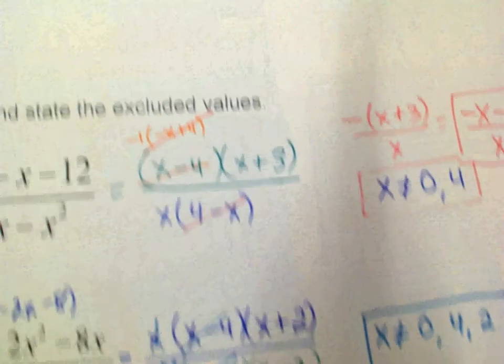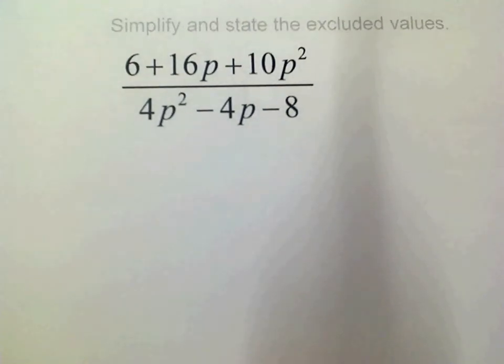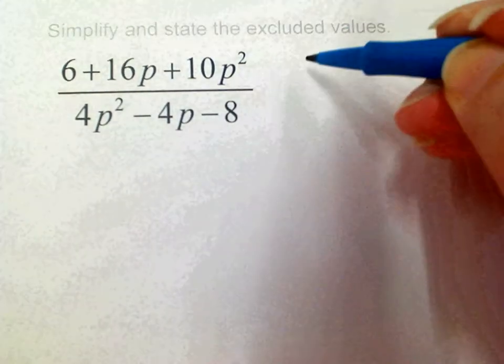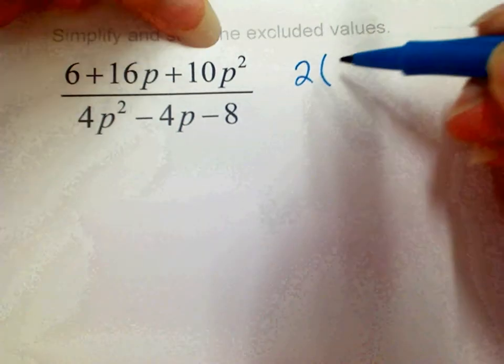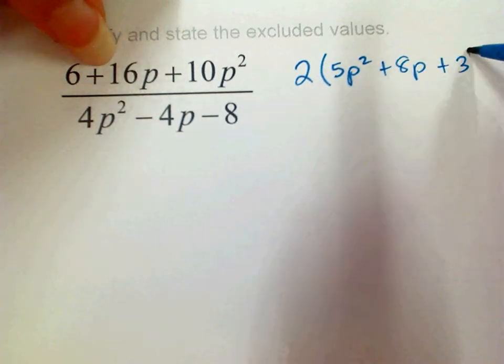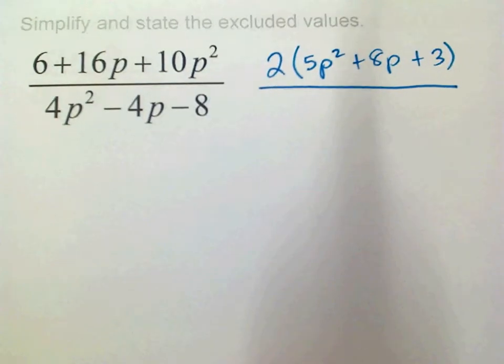All right. So let's do this one. Hey guys, the numerator is not in order, as far as standard form. Do you want to put it in standard form? So, would you also like to factor out a number at the same time? What would you factor out? 2? So you're left with 2 times what? 5p squared plus 8p plus 3 divided by, what would you factor out of the denominator? 4? So 4 times what?